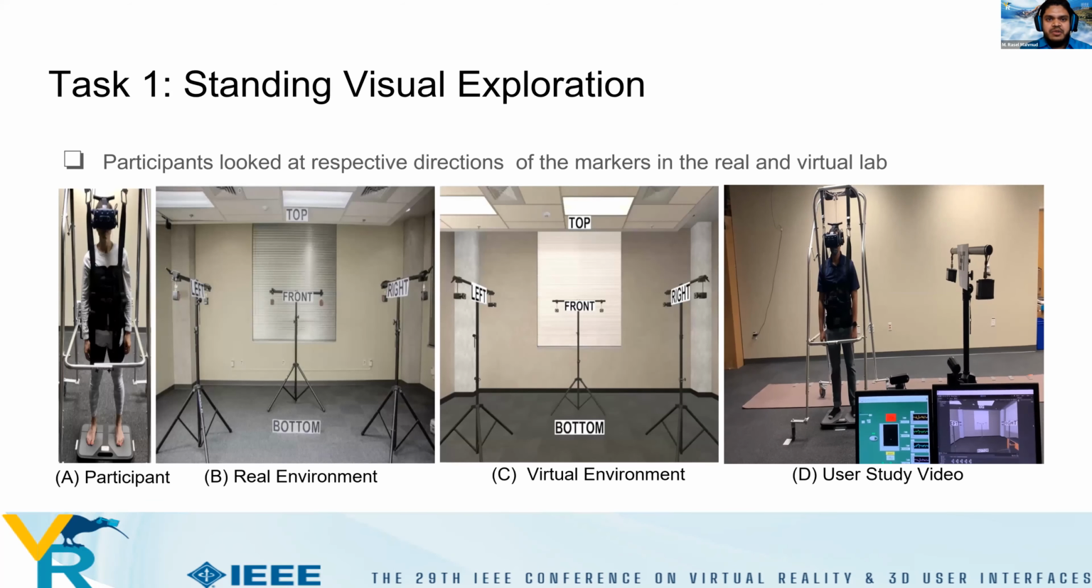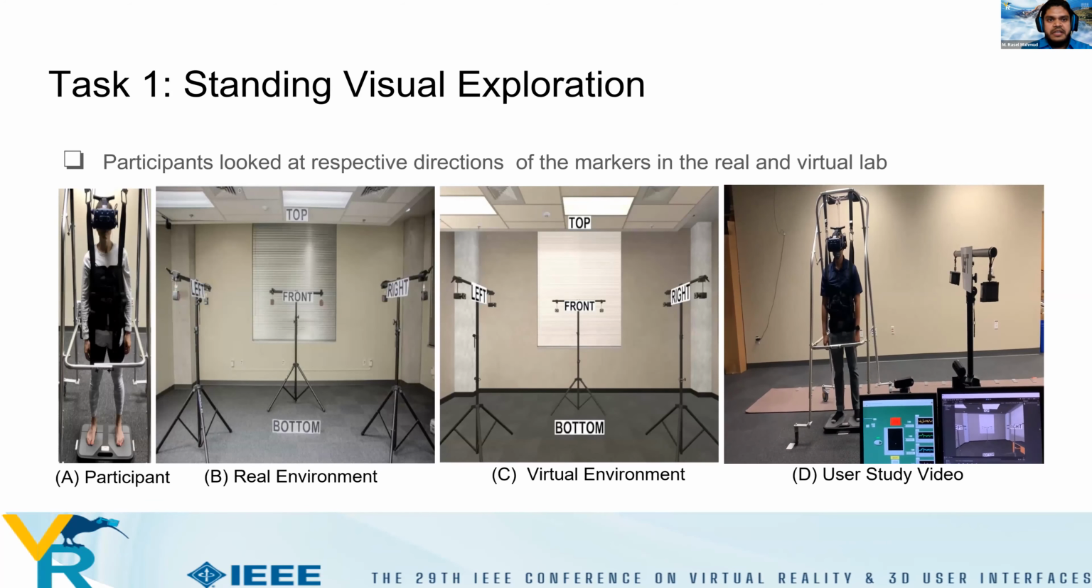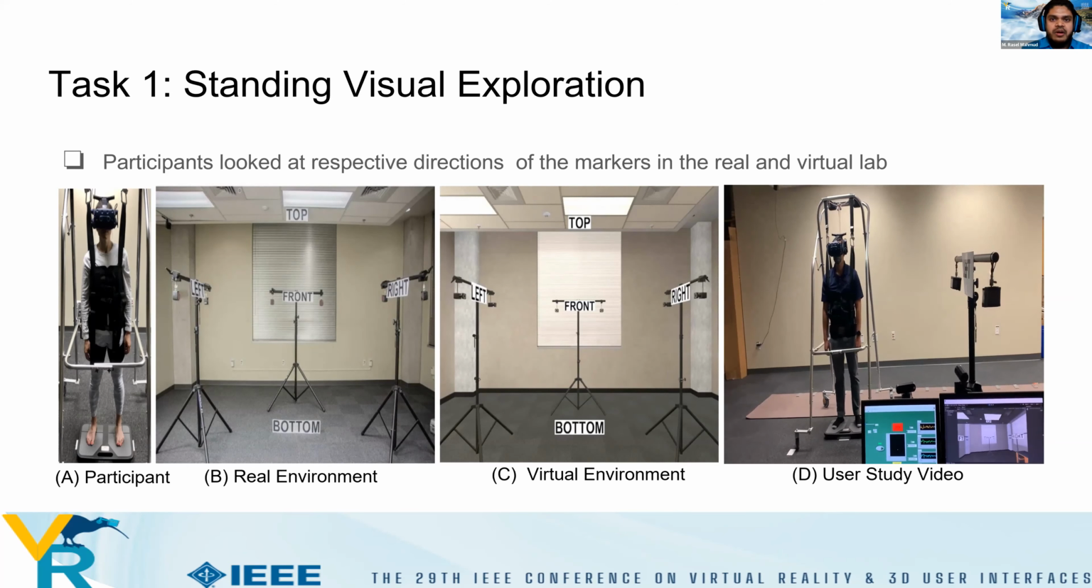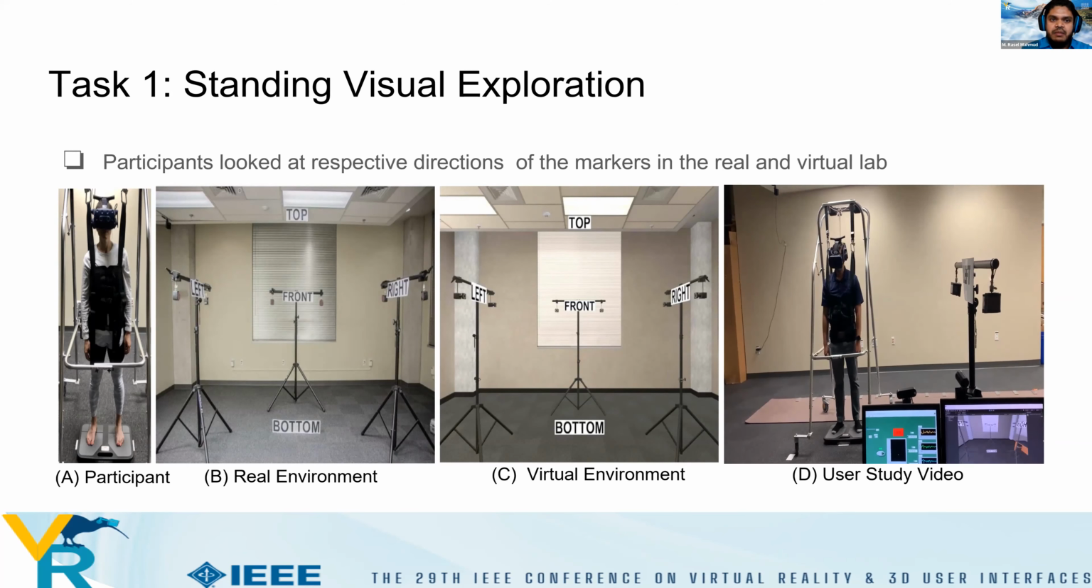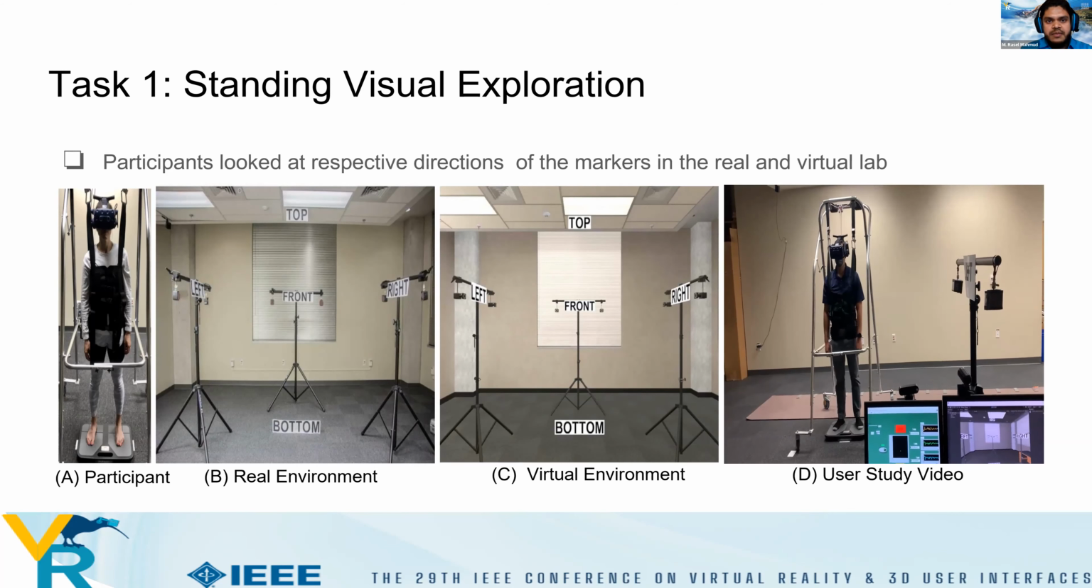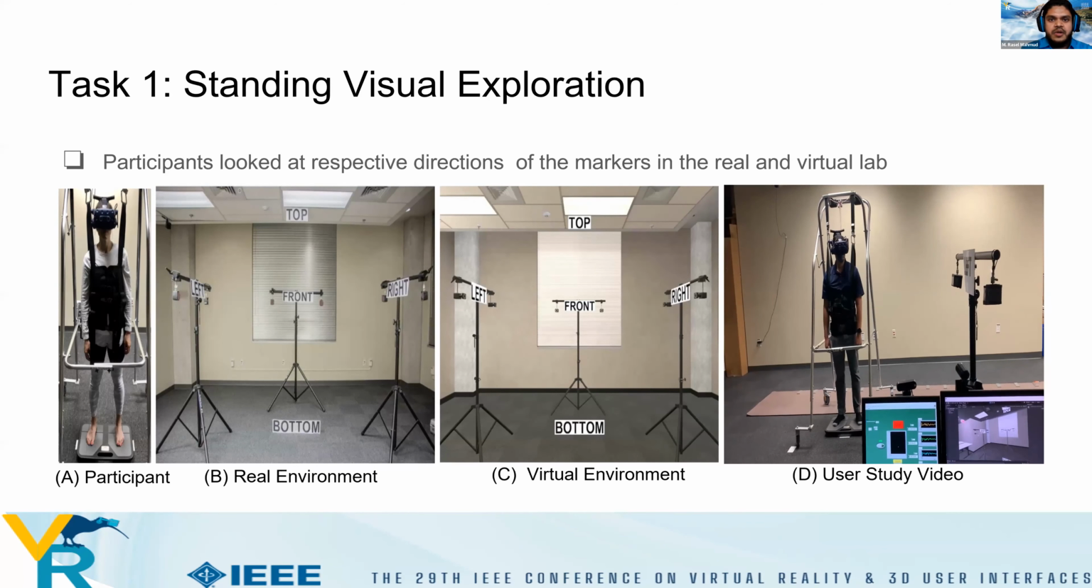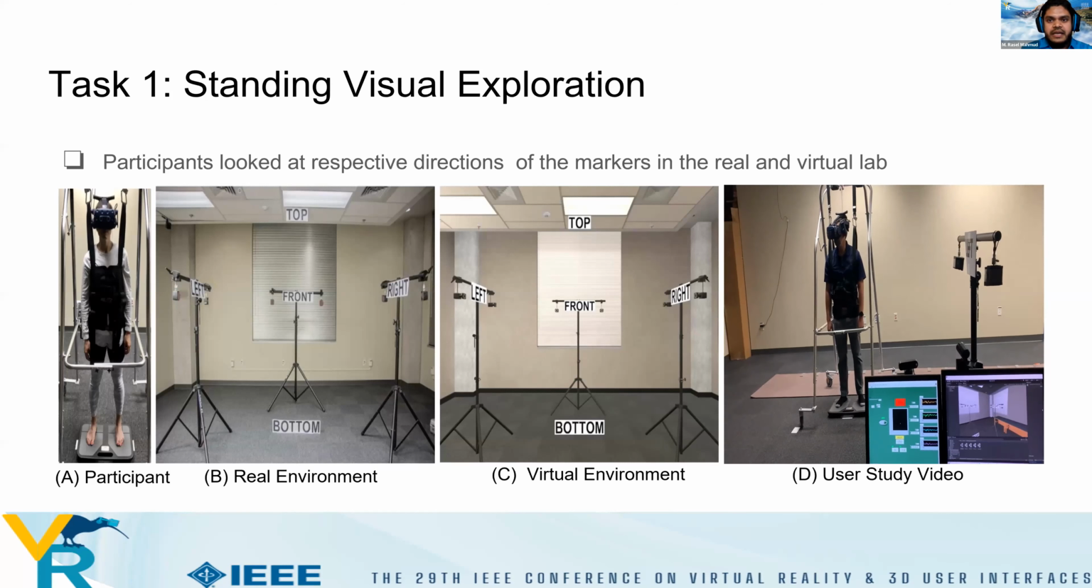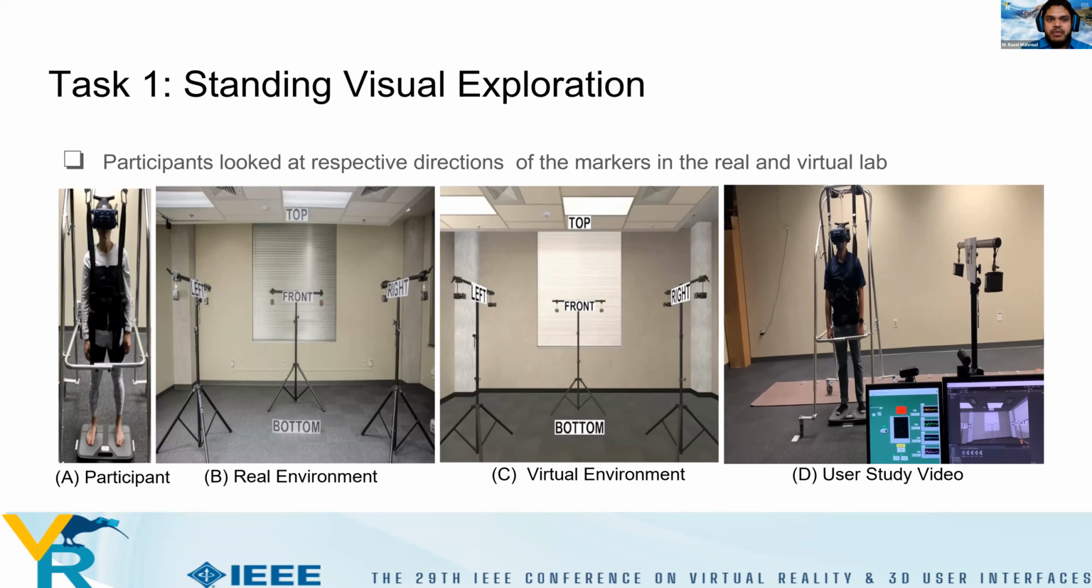This was the standing visual exploration task. We placed different markers, left, right, top, bottom, and front, in respective directions in the lab. We wanted all the participants to observe the lab in a controlled fashion. We collected real-time balance data from a Bertec balance pad.